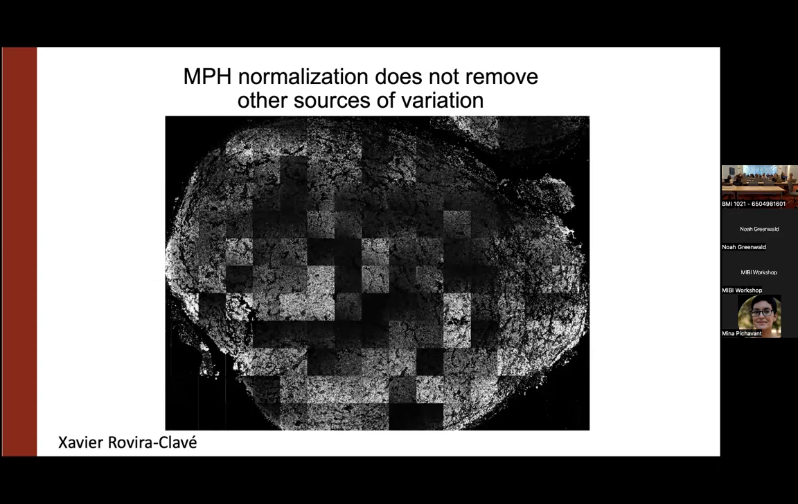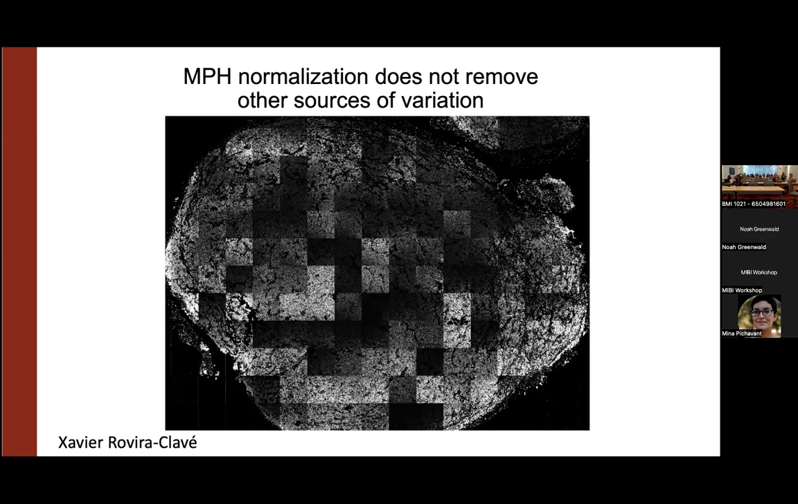Now, what I've talked about here is a normalization method, but this is normalizing specifically for intensity changes due to changes in detector sensitivity. If there are other sources of variation or batch effects in your data, this approach is not going to normalize them out. The only thing this is good for is detector sensitivity.